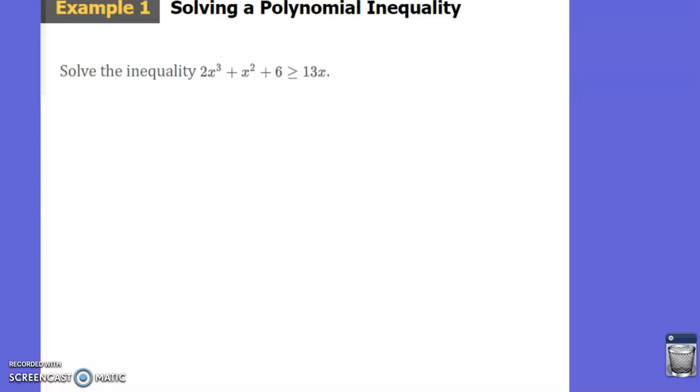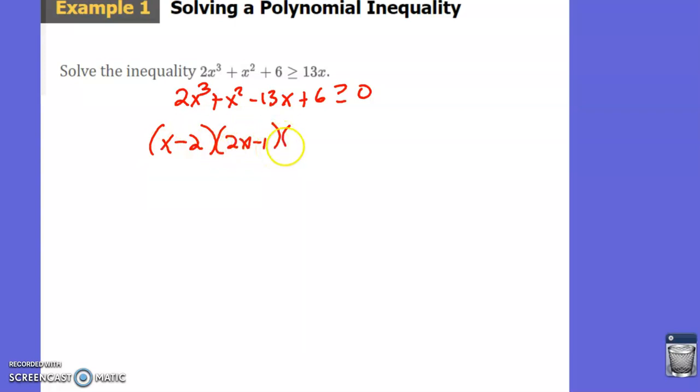The first thing we're going to do is move everything over to one side. So here we have 2x cubed plus x squared minus 13x plus 6 is greater than or equal to 0. Then we're going to factor that, and once you factor that, you're going to get (x minus 2)(2x minus 1)(x plus 3). Now notice the zeros. For right now, pretend it's not greater than, pretend it's equal to. So we can see the zeros: x equals 2, x equals 1/2, and x equals -3.